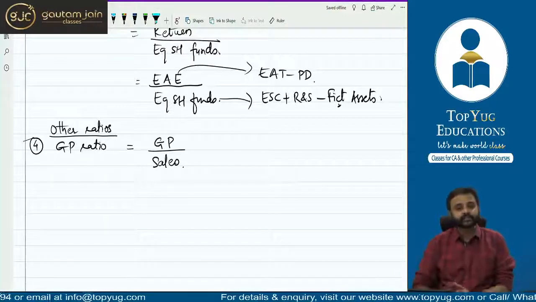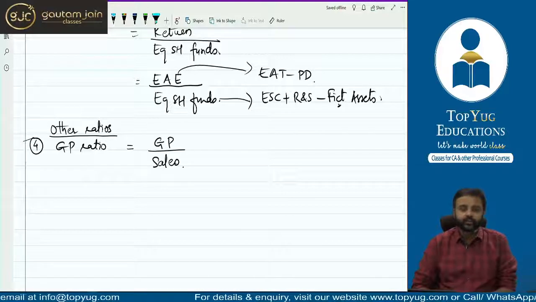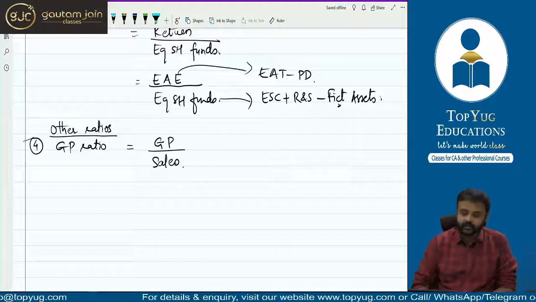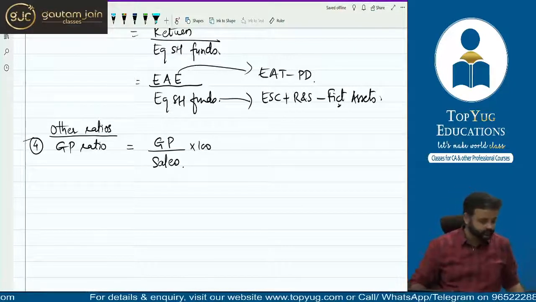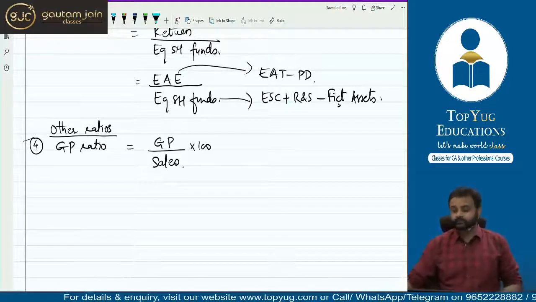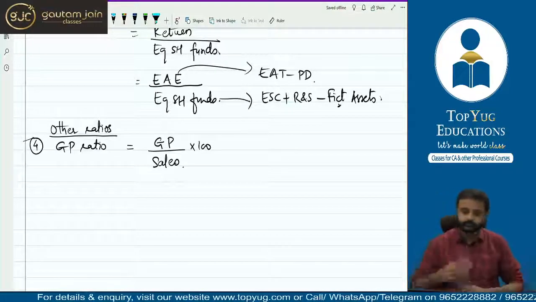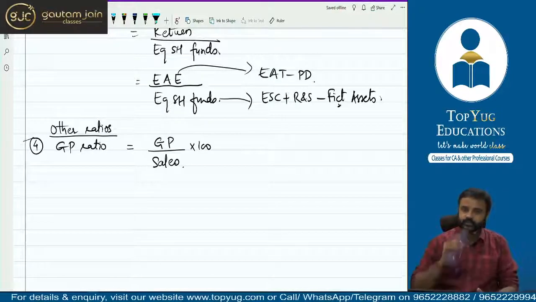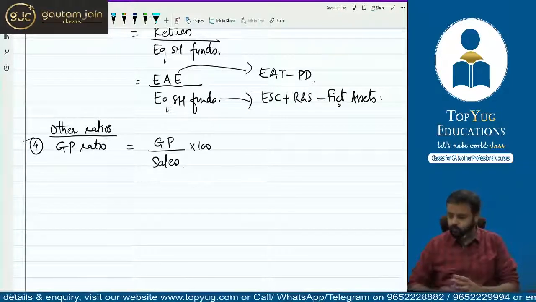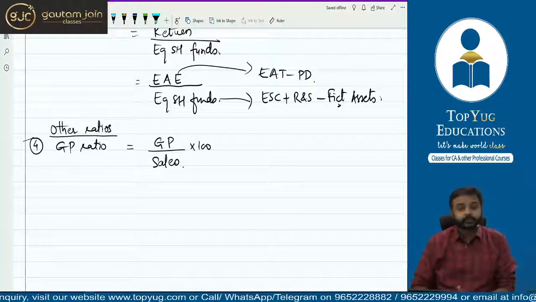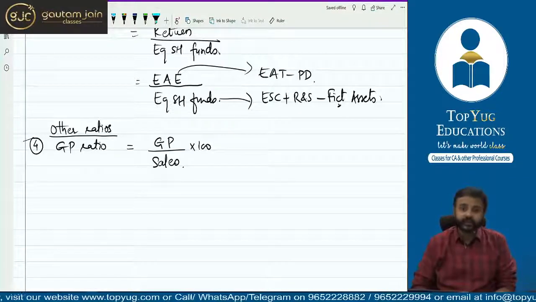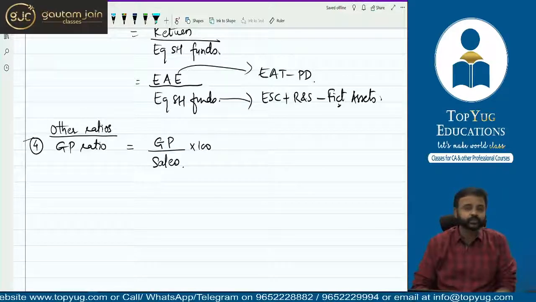Upon what? Sales. In 200, if you don't write it also, it's fine, because you'll denote it in percentage, so we know you'll multiply by 100. Right? But still, if you want me to write, I'll write it for you. As such, it is not required. So now, both the figures are coming from the P&L, so no need to do any average here, right? Gross profit ratio is simply gross profit upon sales.